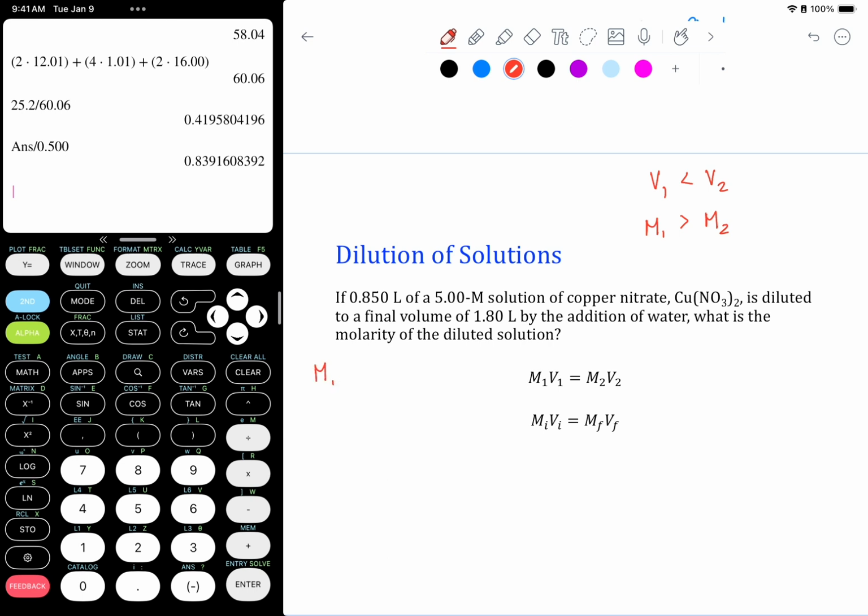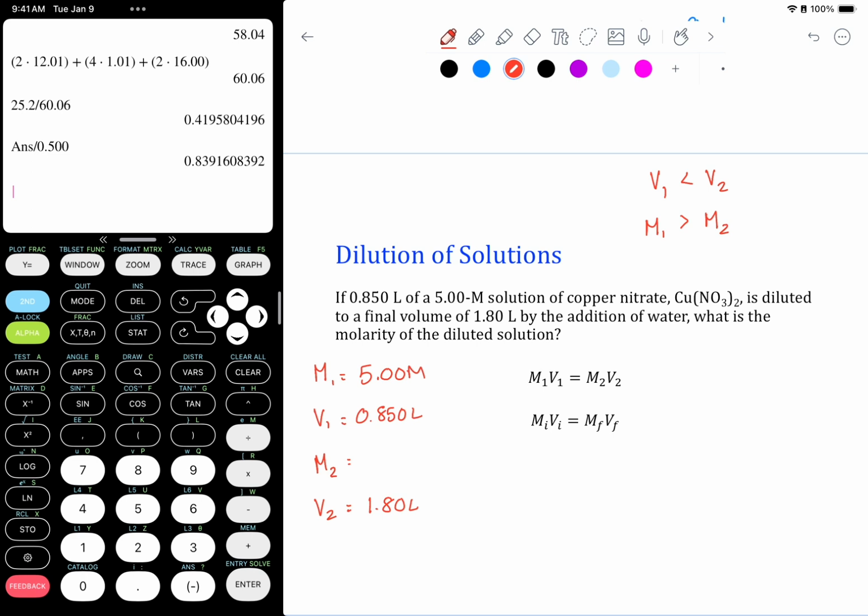So if I want to define my M1, V1, M2, and V2, we read through the problem, and it says, if 0.850 liters of a 5.00 molar solution of copper nitrate is diluted. So we are taking that volume of that concentration and diluting it. That means 0.850 liters is our V1 and 5.00 molar is our M1. Then it says it is diluted to a final volume. Final volume tells us V2 is 1.80 liters. That corresponds with our relationship, because V1 is smaller than V2.